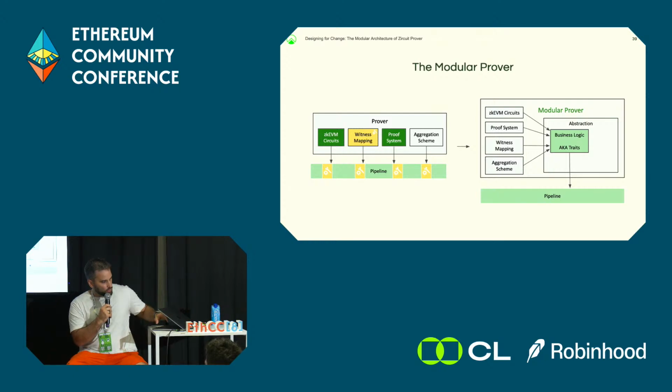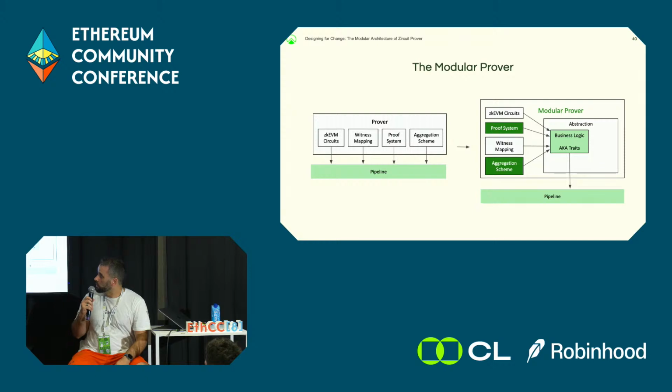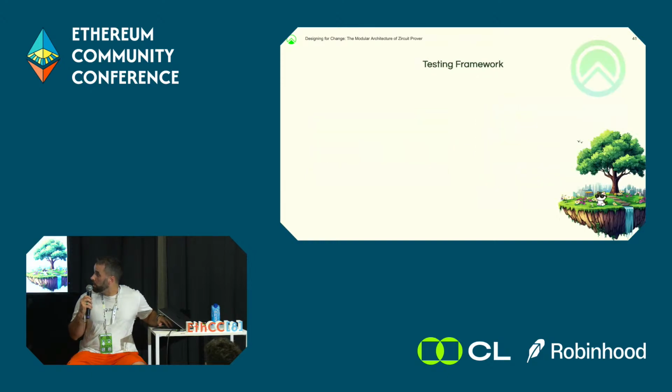But on the right, if you do exactly the same, you want to update the proof system, maybe the aggregation scheme, you do exactly that. As long as those components follow the business logic, the traits, the abstraction layer, then you don't have to worry about updating anything else. Everything just falls into place.